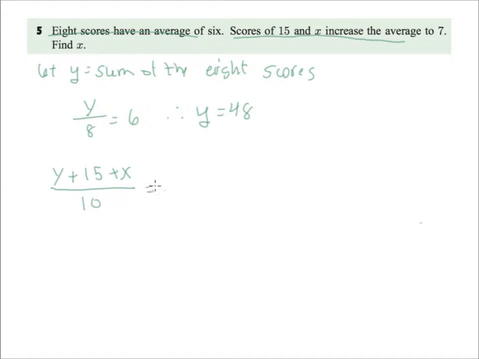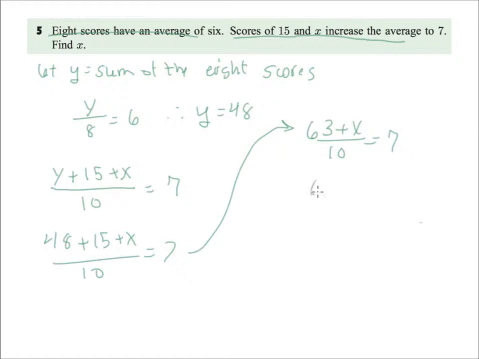Then we're going to add 2 more scores. So we got 48 plus 15 plus x, and now we're dividing by 10. And we're going to replace the y with 48. Solve this equation for x. And we have that x is equal to 7.